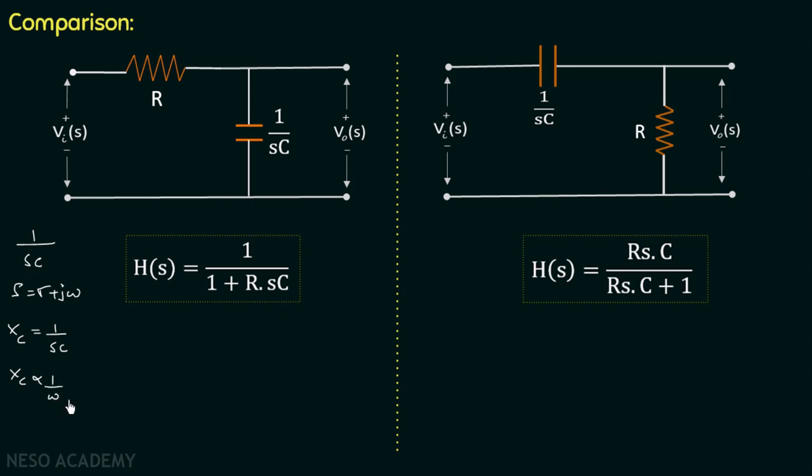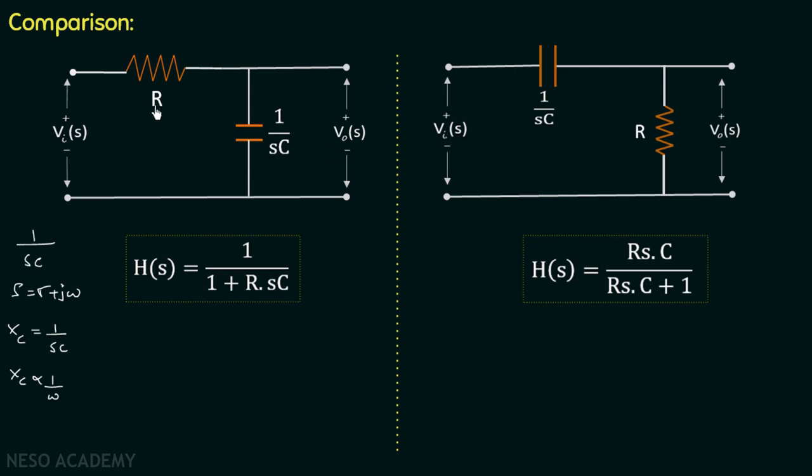So when the frequency is low, the impedance will be high, and when the frequency is high, the impedance will be low. And that's why we say that for low frequencies the capacitor acts as an open circuit, and for high frequencies the capacitor acts as a short circuit. Now if we give a low frequency signal to this particular circuit, then this capacitor will act as an open circuit, and if there is an open circuit in place of this capacitor, then we will get some output voltage.